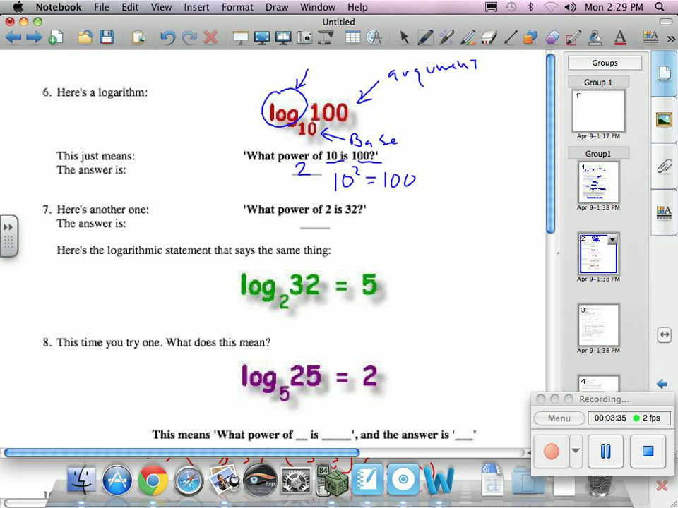What power of 2 is 32? Well, I would raise 2 to the fifth power to make it equal 32. In fact, we can rewrite it that way. 2 to the fifth power equals 32. This would be power form.